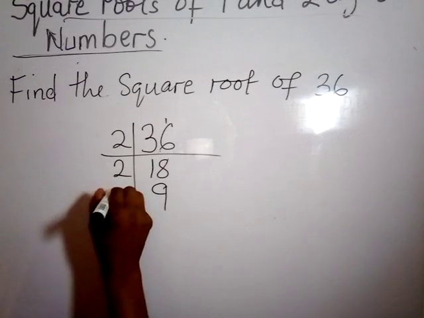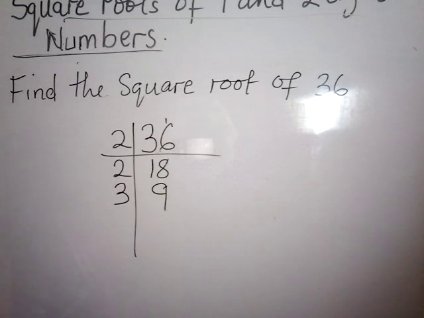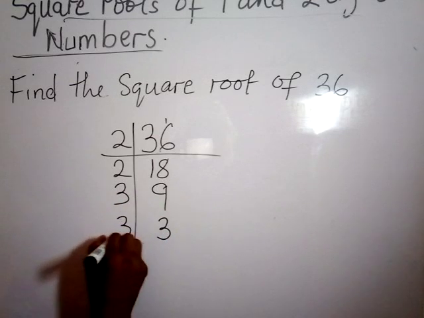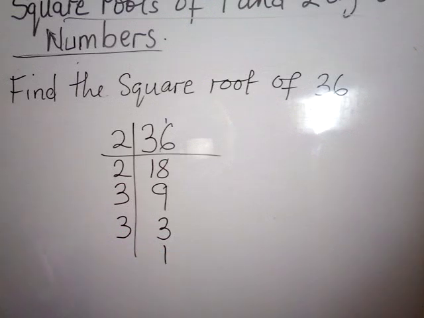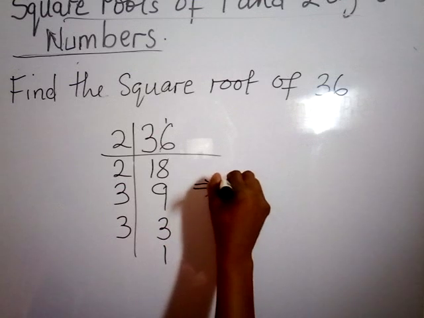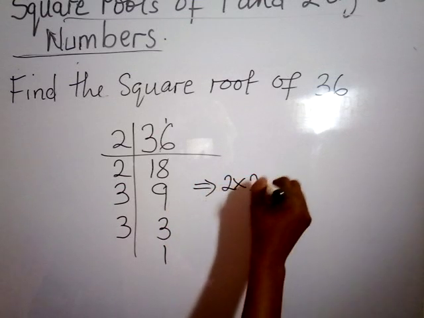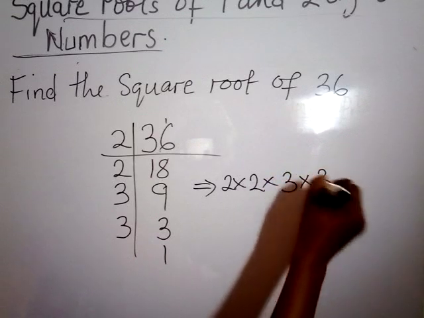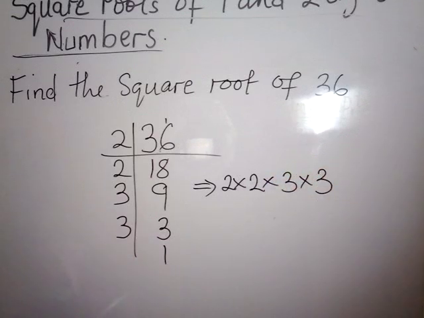So we try 3. Yes, 3 can divide 9. 3 divides 9, that gives us 3. And 3 divides 3, that gives us 1. Now, if you look at what we have here, the prime factors, you'll see that they are in pairs. 2 times 2 is 4. 4 times 3 is 12. And 12 times 3 is 36. So remember what we said, that they must be in pairs, and from each pair you pick just one.